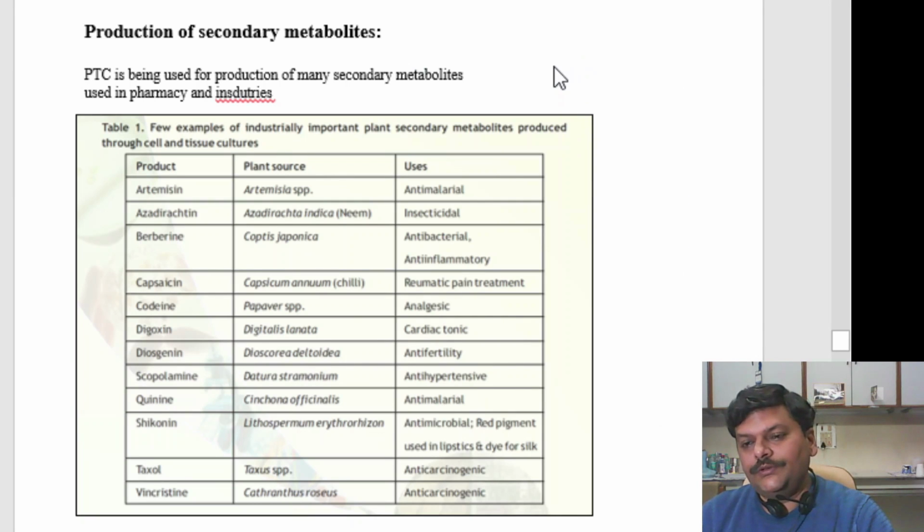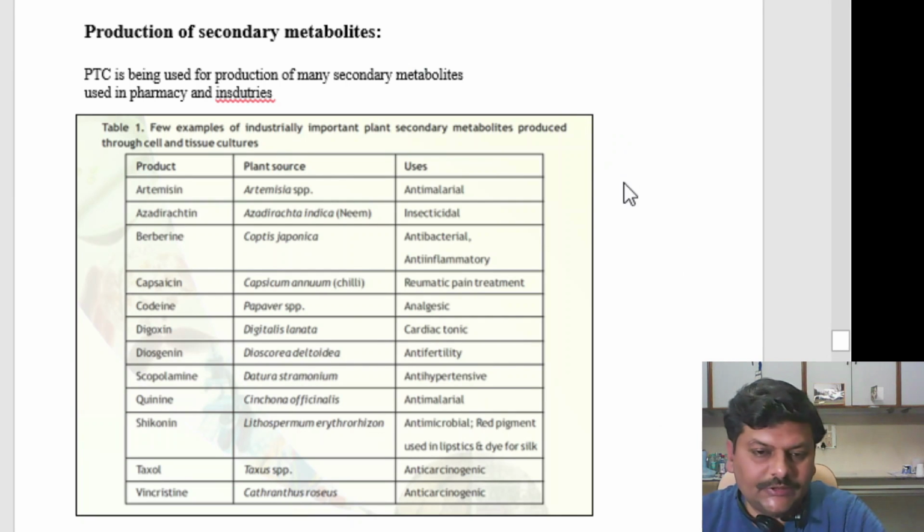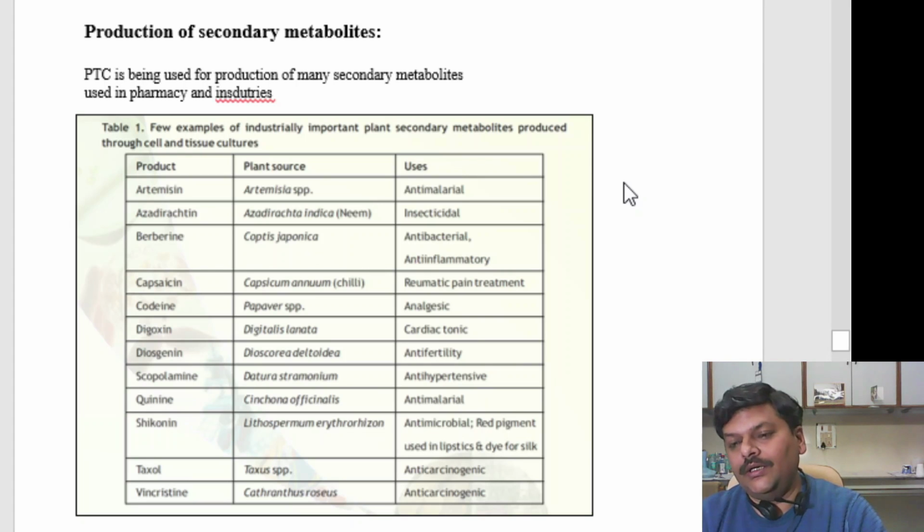Tissue culture is also used for the production of secondary metabolites. I'm sure you know what we mean by primary metabolites and secondary metabolites. So primary metabolites are those chemicals or metabolites inside plant cells which are required for normal growth and development. Secondary metabolites are those which are not absolutely required for growth and development, but under certain conditions they provide benefits to the plants. Many times these secondary metabolites are also useful for humans.